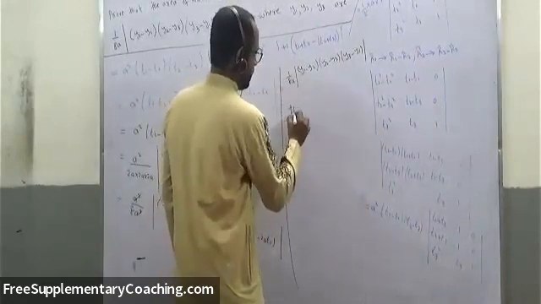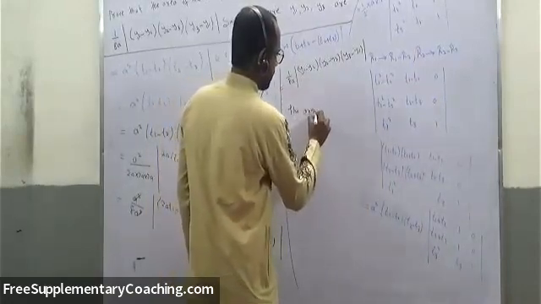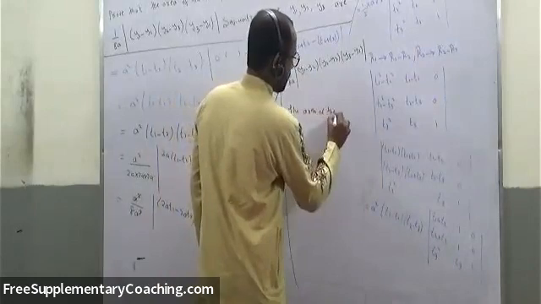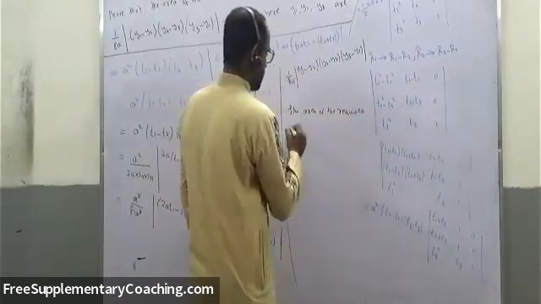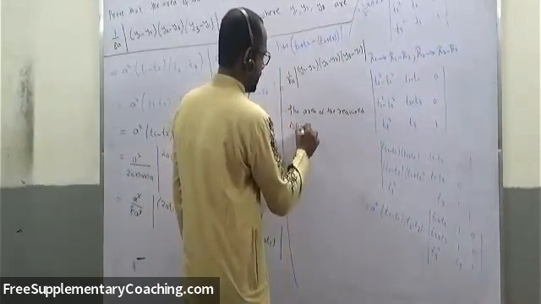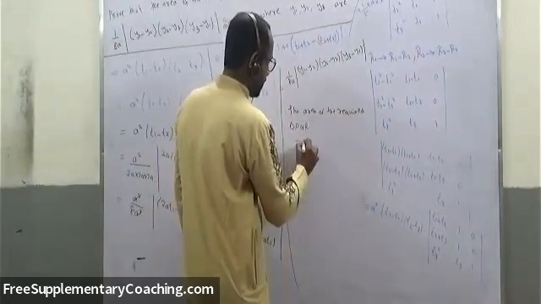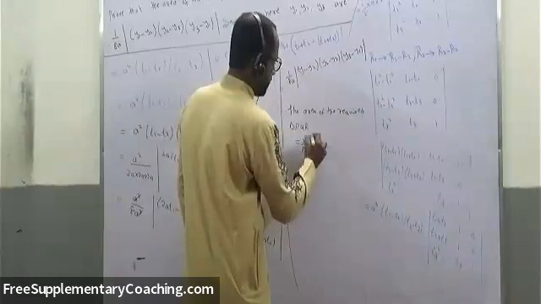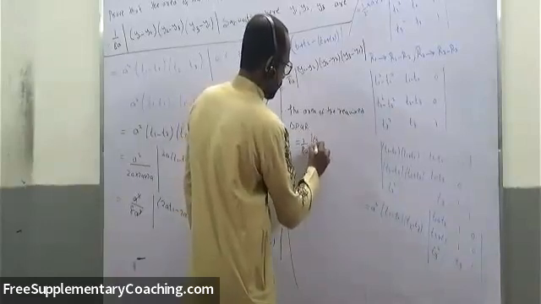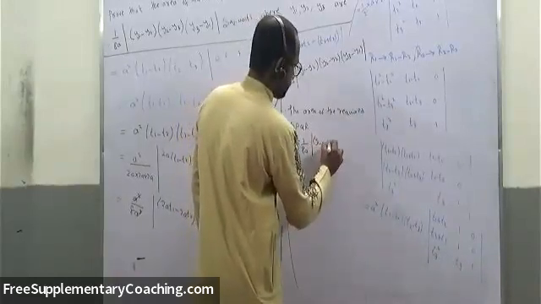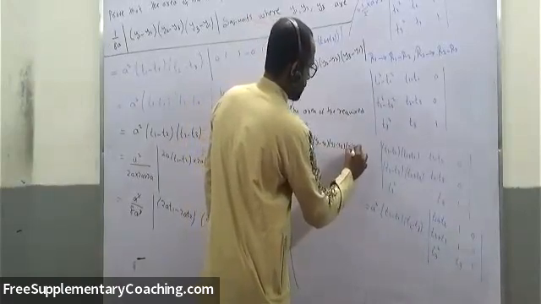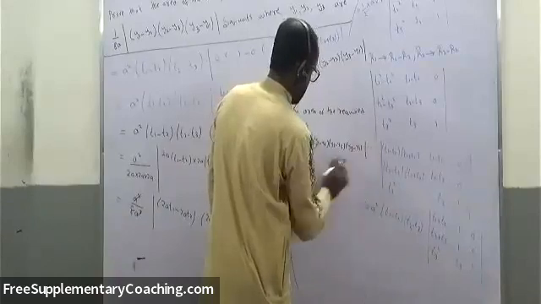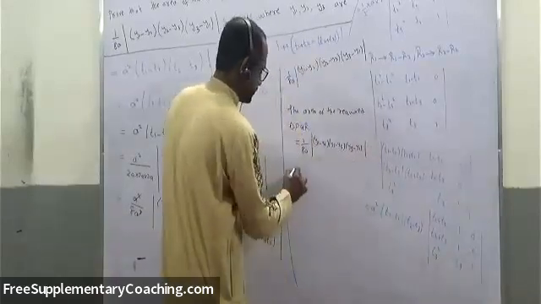Therefore, the area of the required triangle PQR is equal to 1 by 8a, same thing: (y1 minus y2)(y2 minus y3)(y3 minus y1). Hence proved.